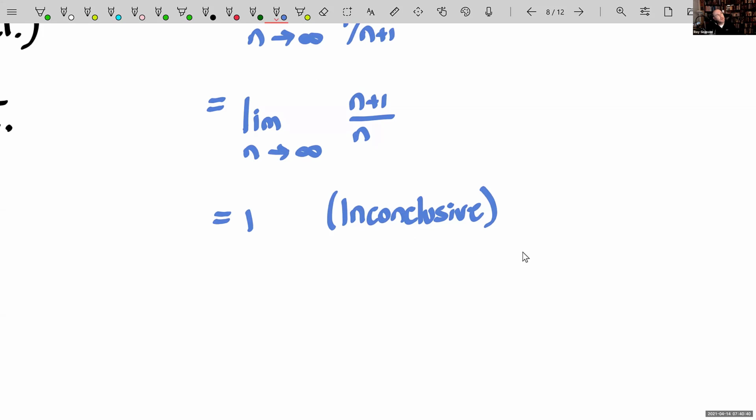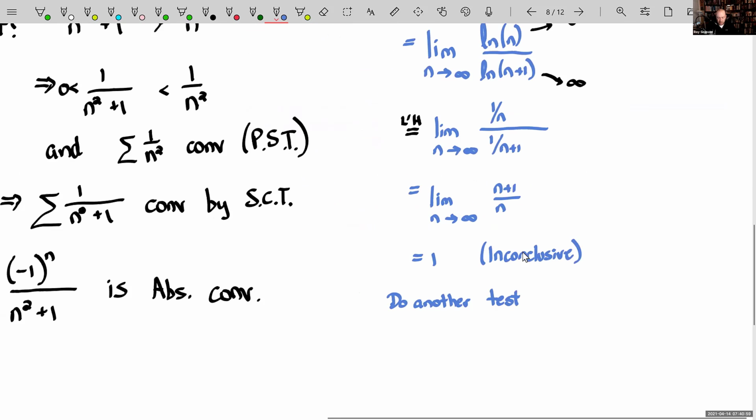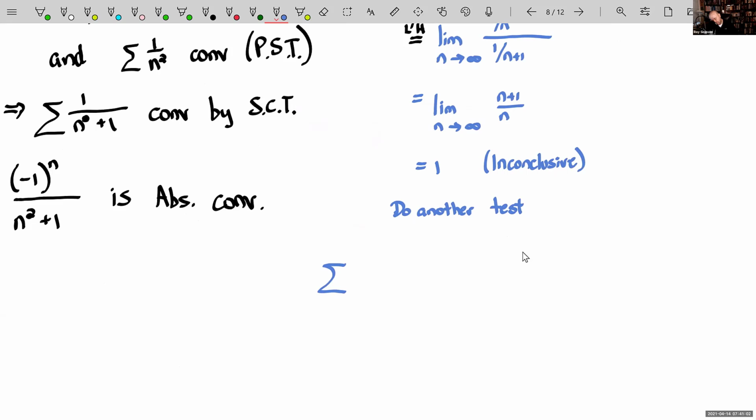I suppose that I could do the absolute value. So do another test. You could try the absolute value. For right now, I'm just going to go ahead and make the mention that this right here, the original series, is alternating. Since the ratio test kind of bottomed out there, I'm just going to go back to, well, let's look at the alternating version of this.